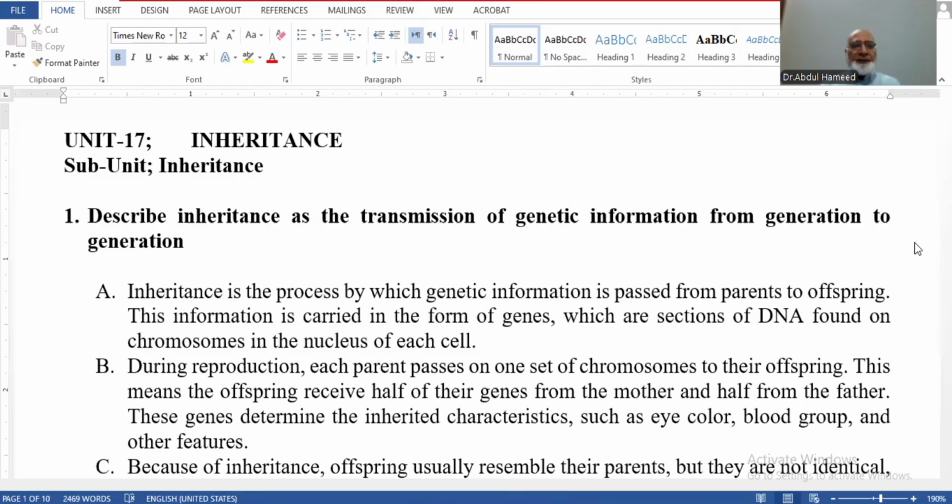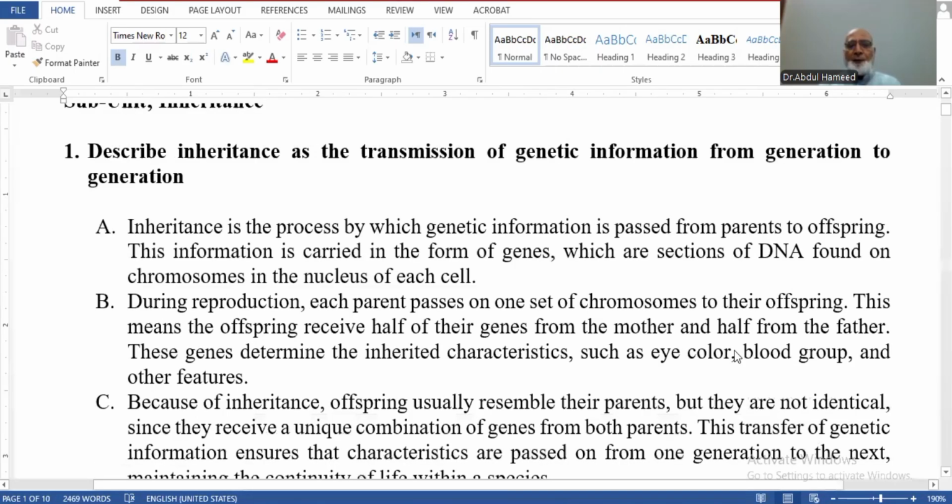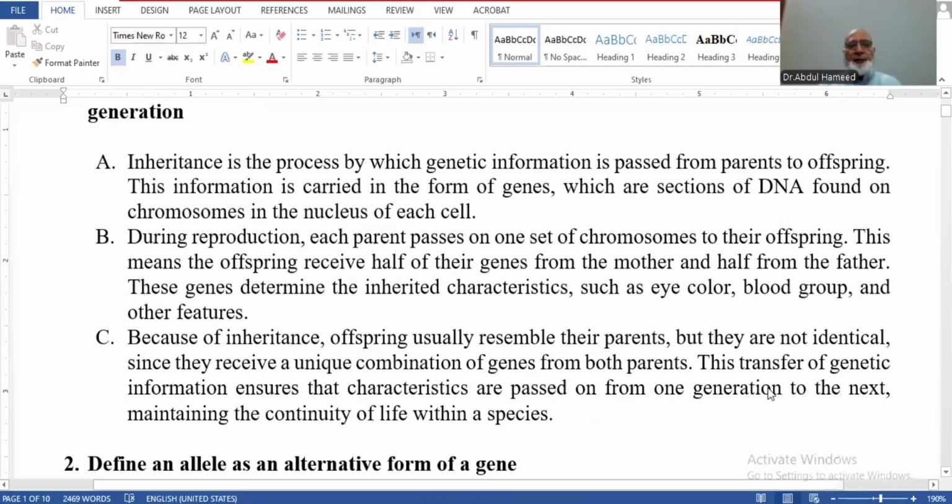So chromosomes are present in the nucleus. During reproduction, each parent passes one set of chromosomes to their offspring. This means that offspring receive half of their genes from one parent, that is the mother, and half from their father. These genes determine the inherited characters such as eye color, blood group, and even in plants, the flower color, seed color, and many characters. So because of inheritance, offspring usually resemble their parents, but they are not identical.